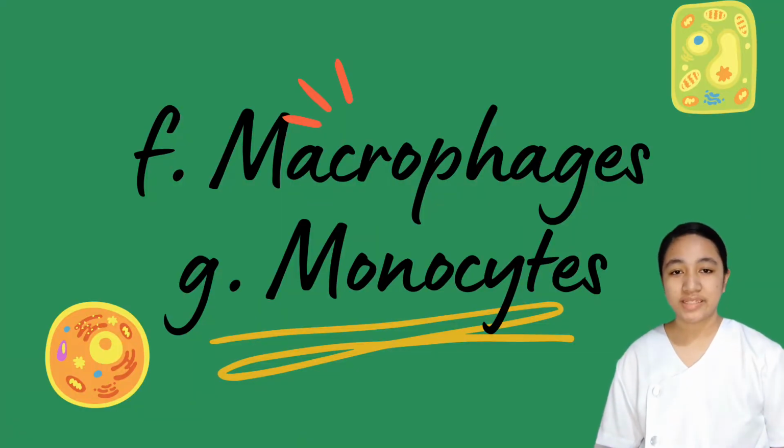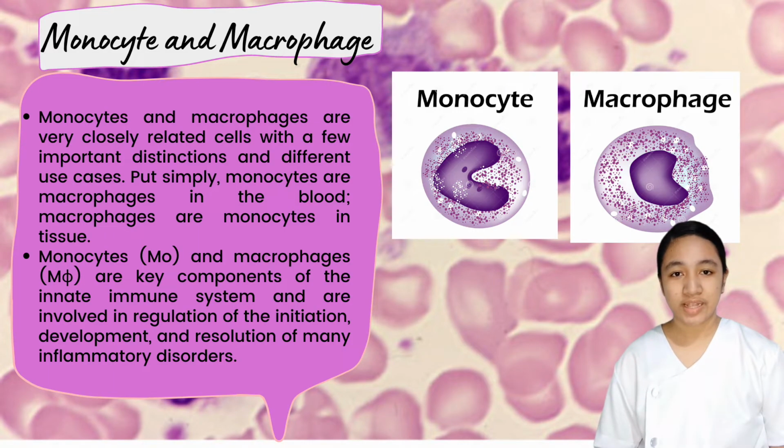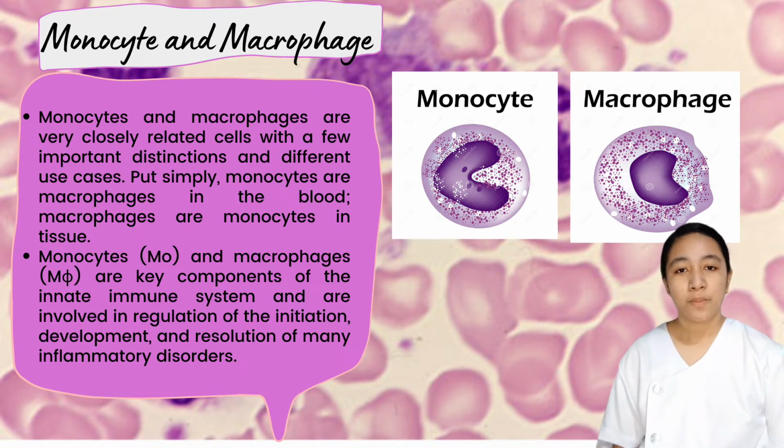Monocytes and macrophage cells are very closely related cells with a few important distinctions and different use cases. Monocytes are macrophages in the blood, and macrophages are monocytes in tissue. Monocytes and macrophages are key components of the innate immune system and are involved in regulation of the initiation, development, and resolution of many inflammatory disorders.